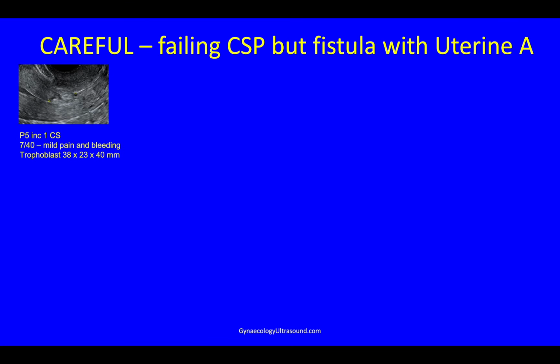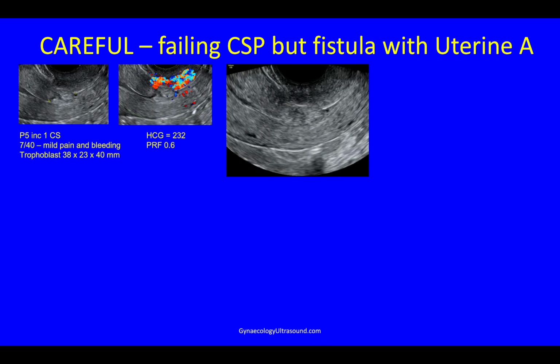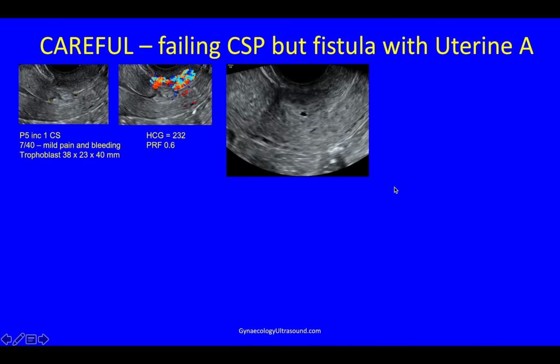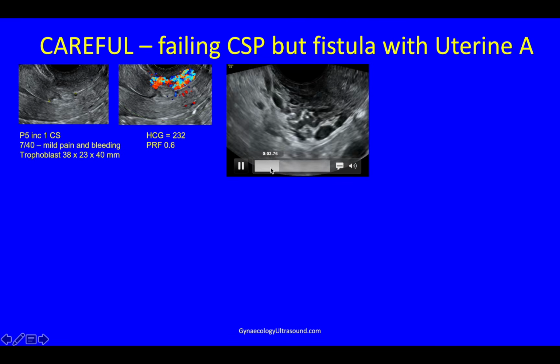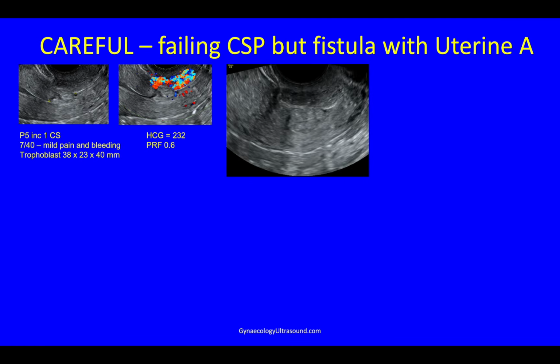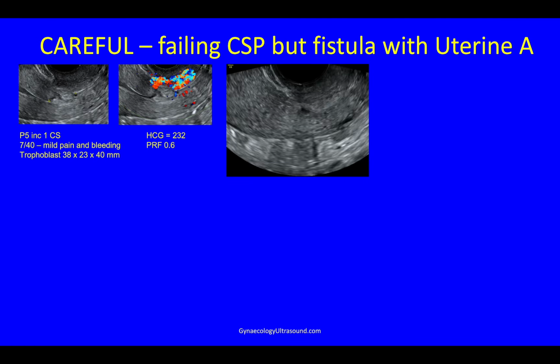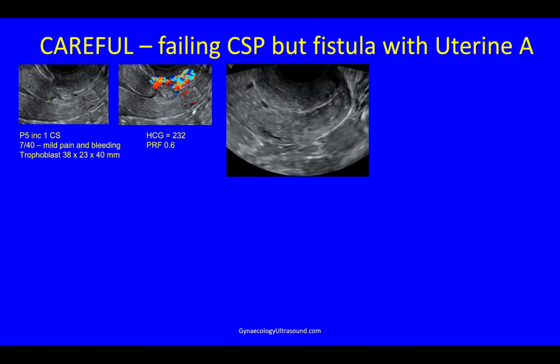You can have a failing scar pregnancy that still fistulates with the uterine artery. Here this patient had 1 prior section, and you can see that there is trophoblast which bulges out towards one side. I'm going in the longitudinal plane from one side to the other. You can see that was all trophoblast, and to the other side it's not. And there's the empty cervix below it.